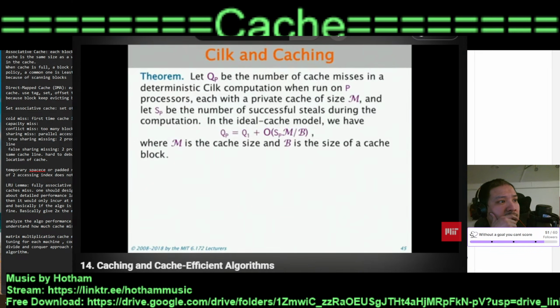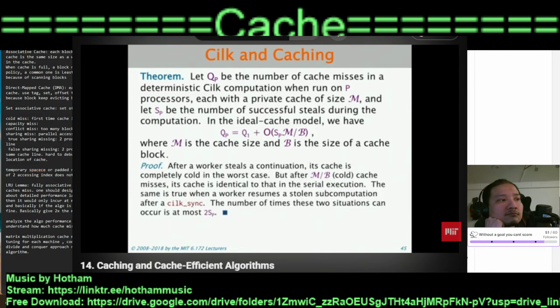And to do that, we're going to use this theorem, which says: let Q sub p be the number of cache misses in a deterministic Cilk computation when run on p processors, each with a private cache of size m. And let S sub p be the number of successful steals during the computation. In the ideal cache model, Q sub p equals Q sub 1 plus big O of the number of steals times m over b. So the number of cache misses in the parallel context is equal to the number of cache misses when you run it serially plus this term here, which is the number of steals times m over b.